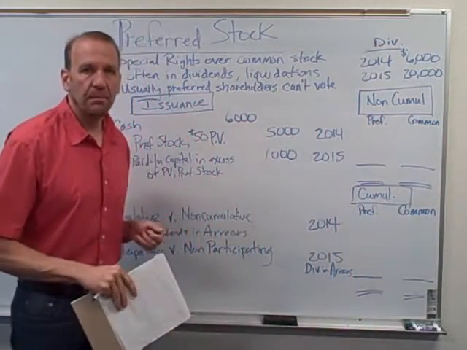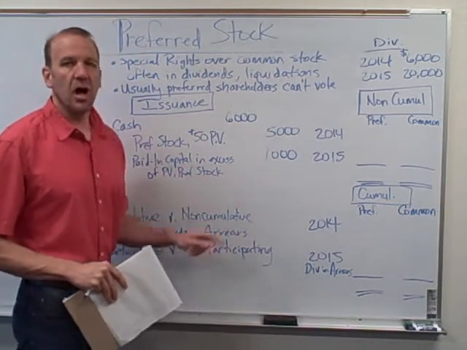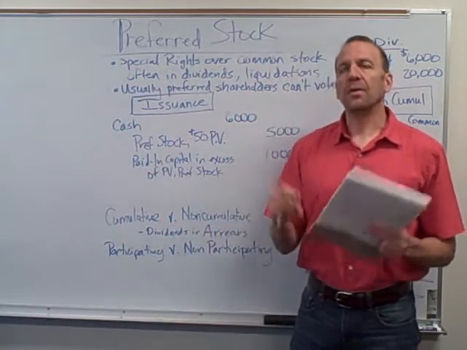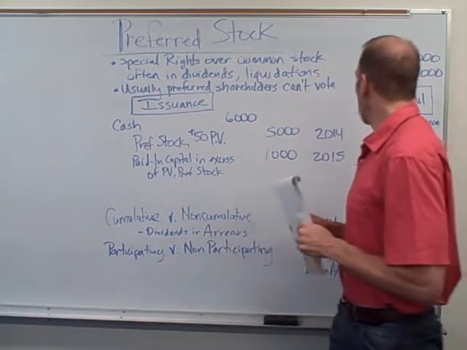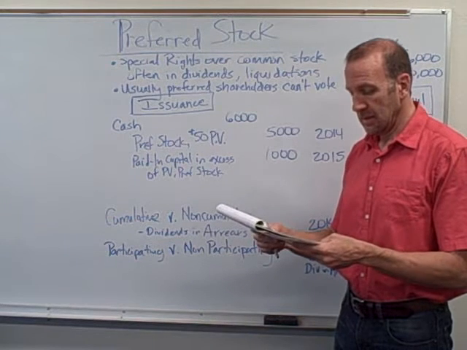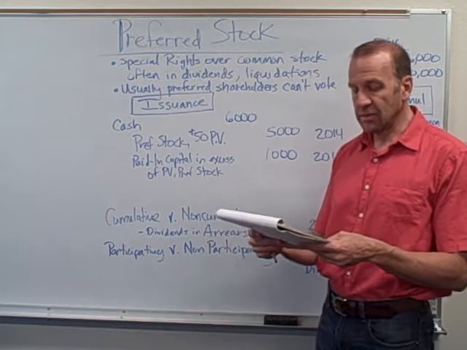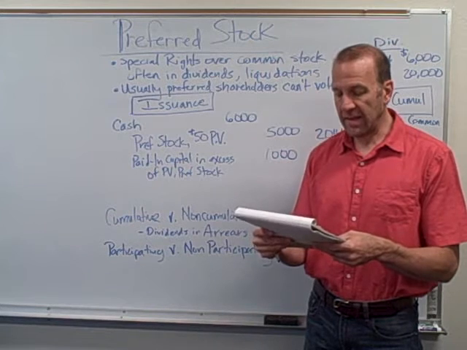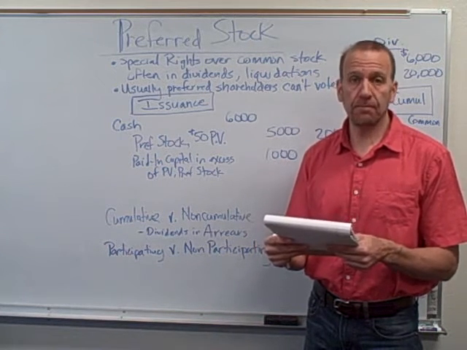Now we're going to look at some of the dividend information. First of all, we're going to look at cumulative versus non-cumulative. Preferred shareholders get their dividends, and it's usually a percentage. Let's say we have 1,000 preferred shares at $100 a share, and they get paid 10%. So that would be a 10% dividend each year.